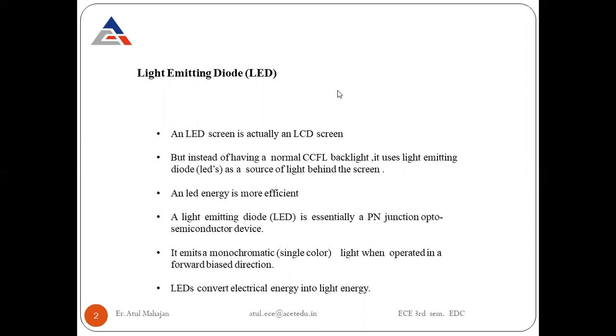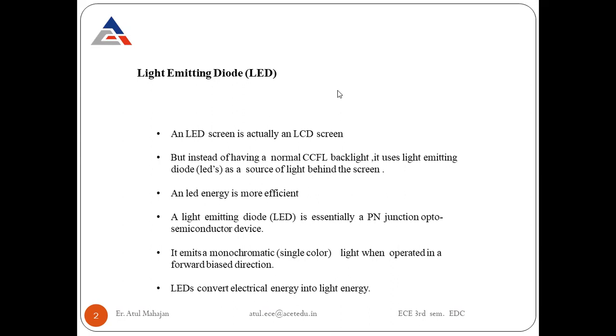There are normal fluorescent lights we use at our homes for illumination purposes, like the lamps and the tube lights. So these kinds of lights are not used nowadays for this kind of display. They are using small diodes, in the form of light emitting diodes, to form a display. And LED energy is more efficient. It's a very efficient kind of system.